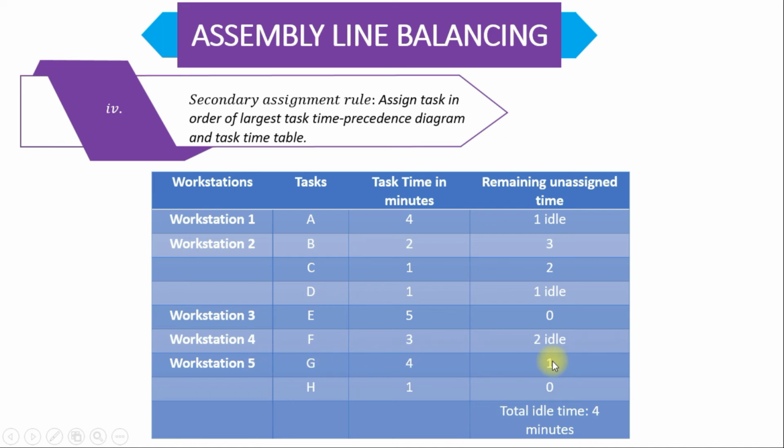Then we'll have a remaining time of 1 minute, and H only requires 1 minute to complete the task. So H also follows in workstation 5, leaving a remaining time of 0. So that is how the tasks are assigned to the workstations. Very simple. You just need to obey the primary and secondary rules. Now we can compute the total idle time, which is 4 minutes.